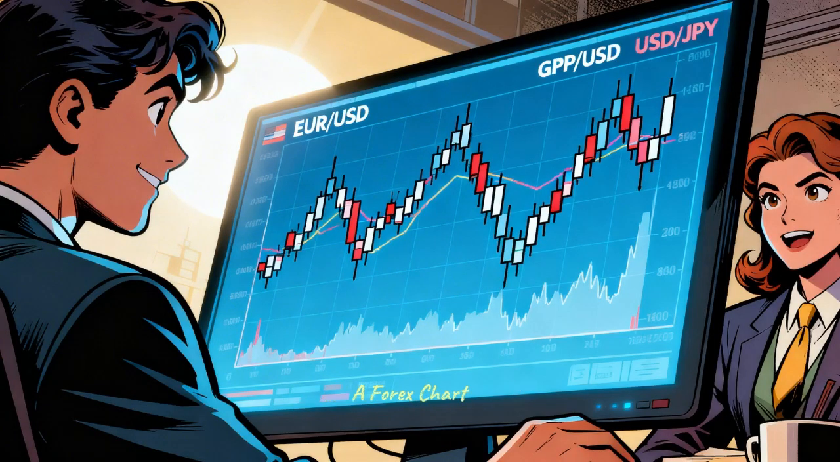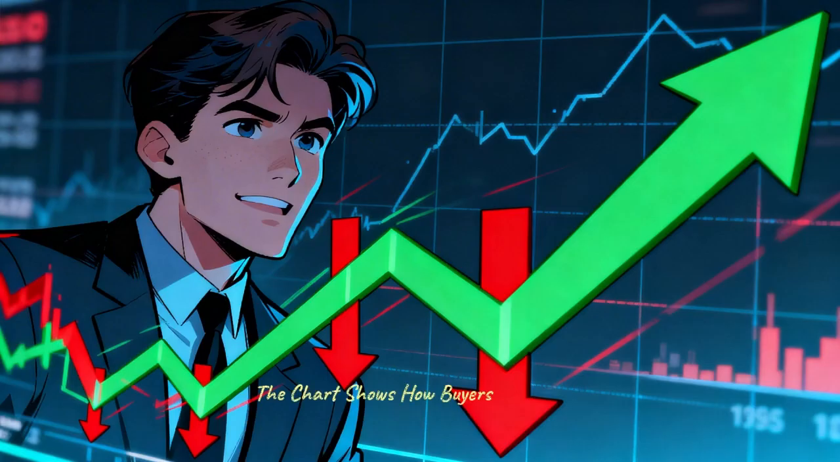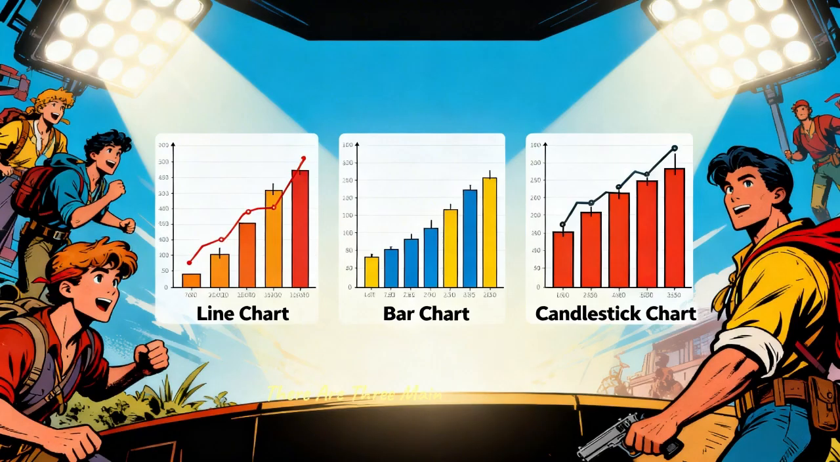What is a Forex chart? A Forex chart is simply a visual representation of price movement over time for a currency pair like EUR/USD, GBP/USD, USD/JPY. The chart shows how buyers and sellers interact in the market. There are three main types of charts: line chart, bar chart, and candlestick chart, which is the most popular and powerful. Today, we'll focus on candlestick charts.